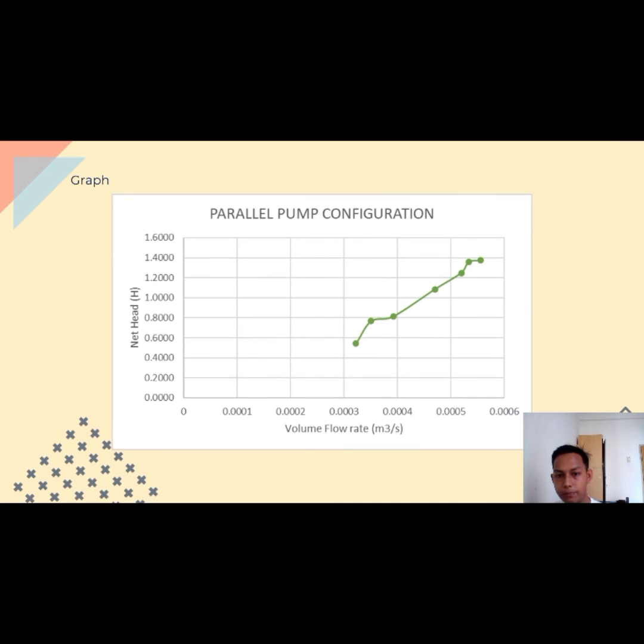And the last one is the parallel pump configuration. The pump head increases as the flow rate increases. So this relationship states that pump head is proportional to flow rate for the parallel pump.